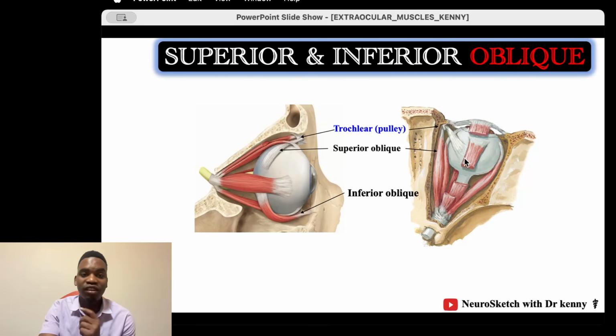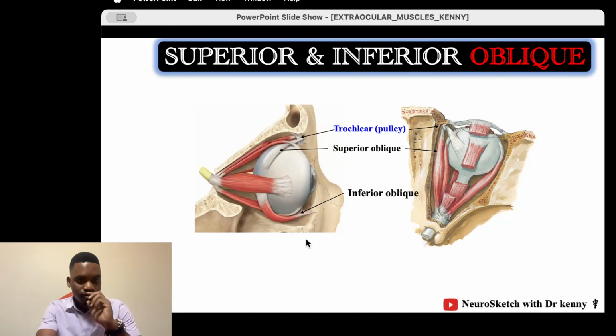So the action of the superior oblique muscle will always be complicated. It will not be the same as the action of the superior rectus, because this one has already gone to this side. Now these two muscles are so dramatic and they can make your life miserable at times.